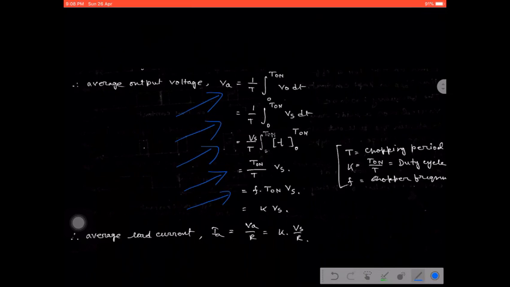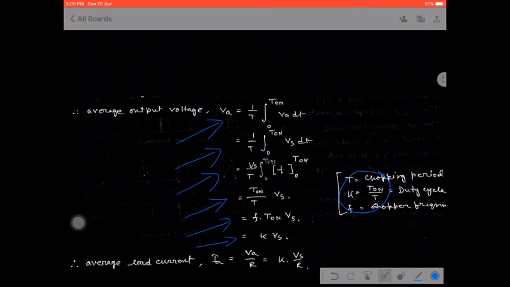So ultimately we will get the result, that is T on by T equal to K. We assume that is called duty cycle. So we can change the expression in this way, that is K into Vs. And similarly, we can calculate the average output current Ia, that is for a resistive load, that means Va by R, which will give you K into Vs by R. So that is all about the calculation of average output voltage and average output current.